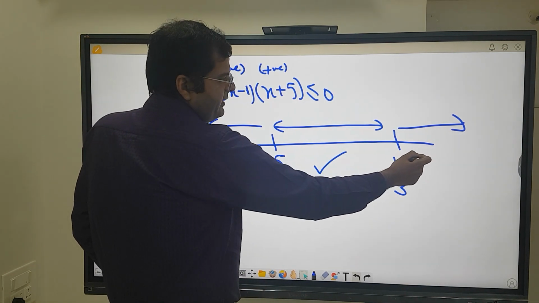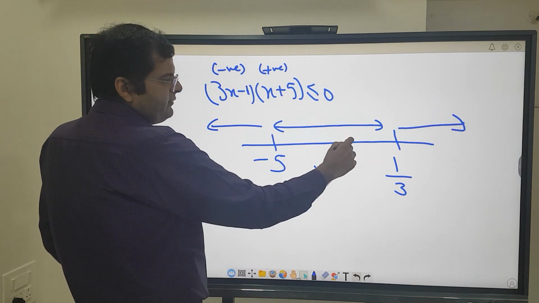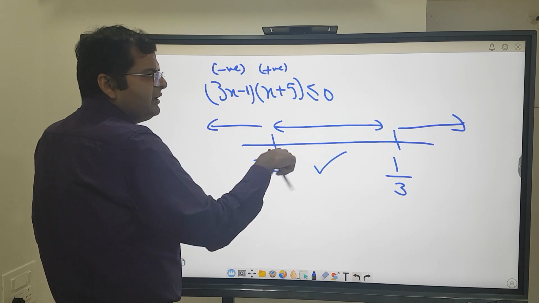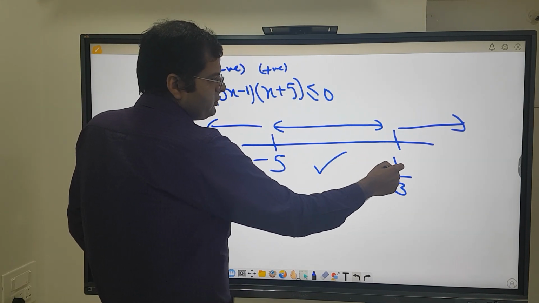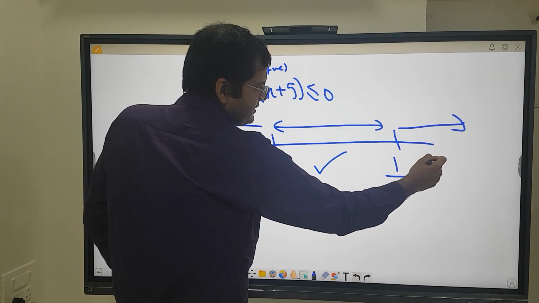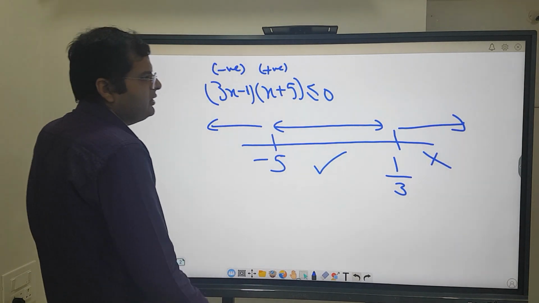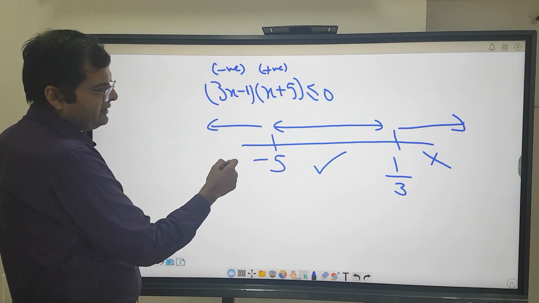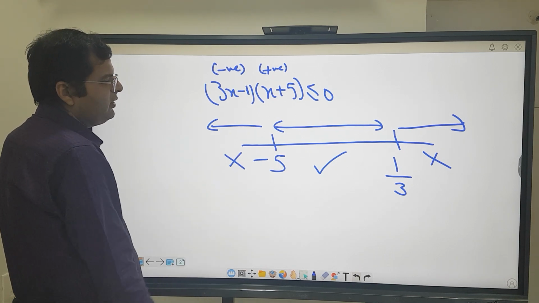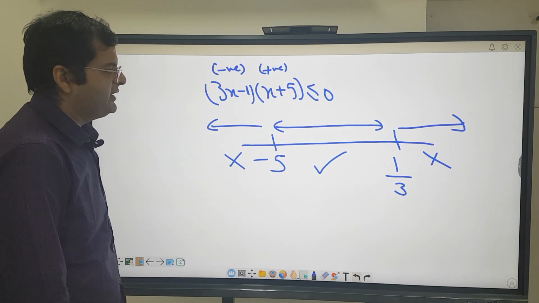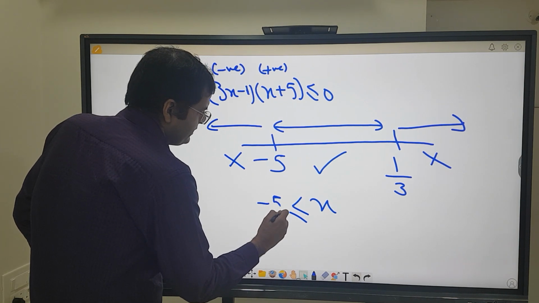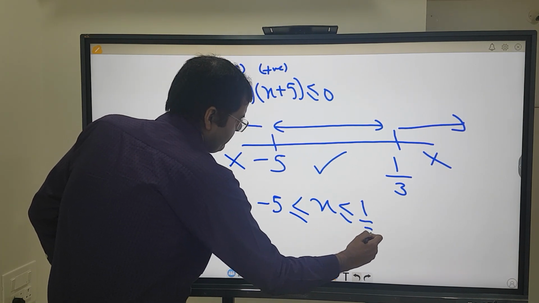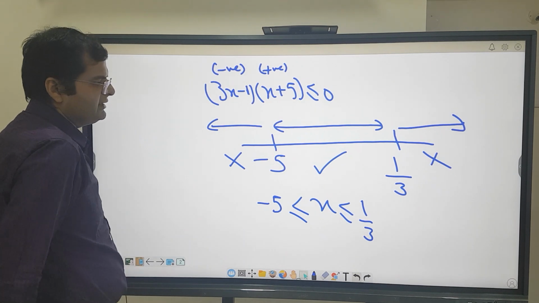Further moving ahead, we know that if it is satisfying in one of the regions, the adjacent region will not satisfy, because all these are alternate. So after 1 by 3, in this region which is greater than 1 by 3, no values of x will satisfy. Similarly, the region adjacent to this on this side, again no values which are less than minus 5 will satisfy. So what I get is x is greater than or equal to minus 5 and less than or equal to 1 by 3. Why equal to? Because the equal to sign is there also.